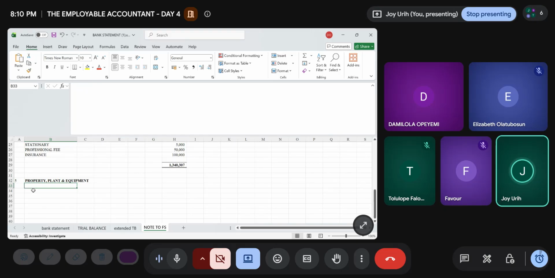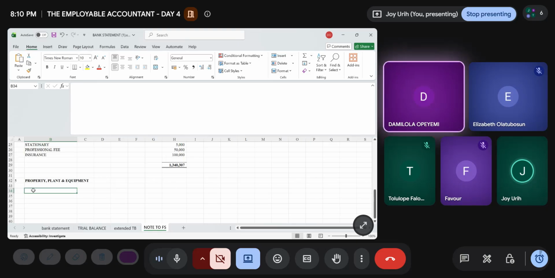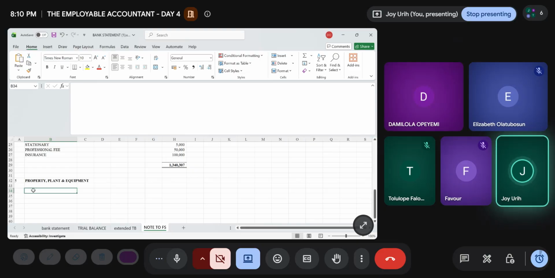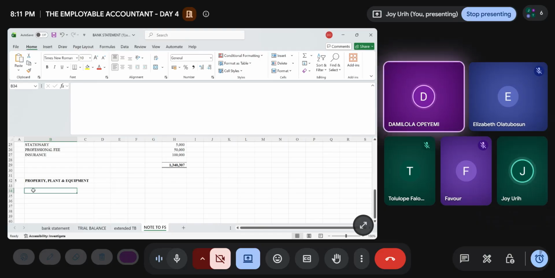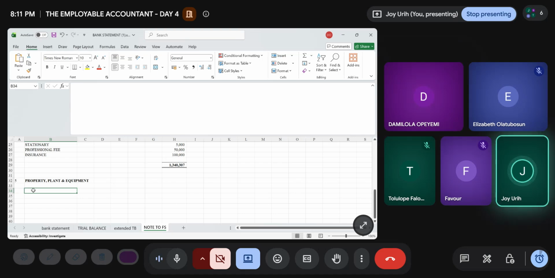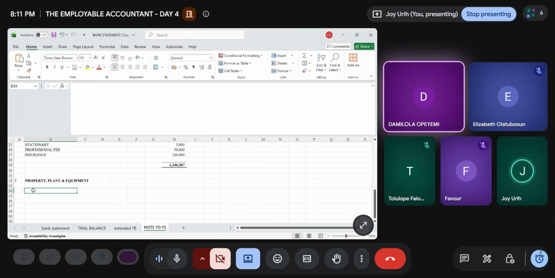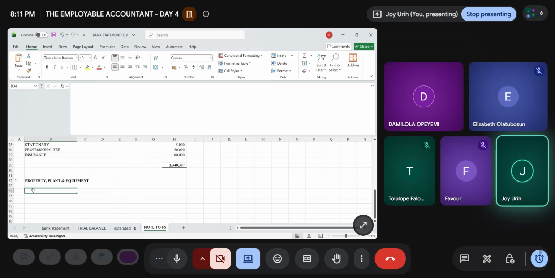The first item we usually find in the statement of financial position, if you have taken a financial statement before, is the non-current asset, which is our PPE. On the face of the statement of financial position precisely, you don't see the list of the assets like office equipment.